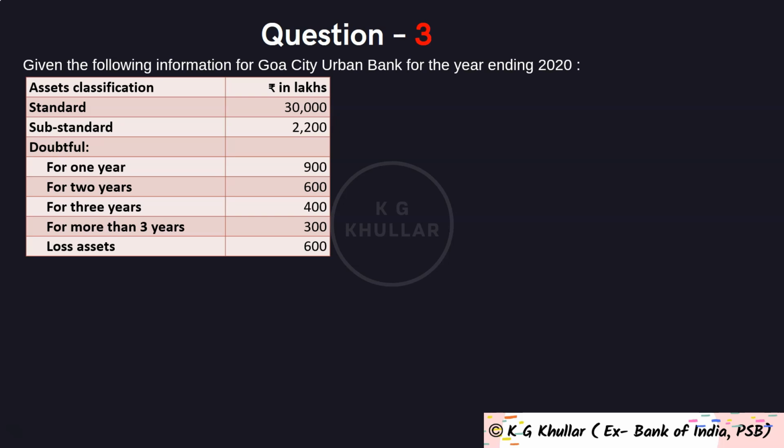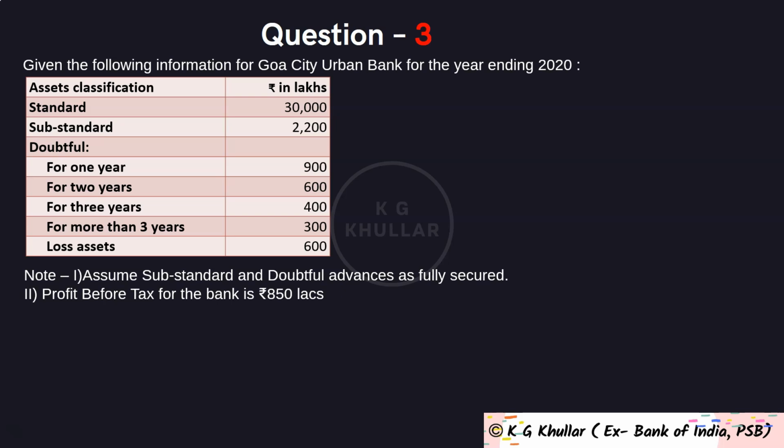Now also assume in the question that substandard and doubtful advances are fully secured. And also given is profit before tax for the bank is 850 lakhs. Now answer the next 7 questions based on the data given. So the first question of our case study is, what are gross NPAs for the bank? And these options are given to you.